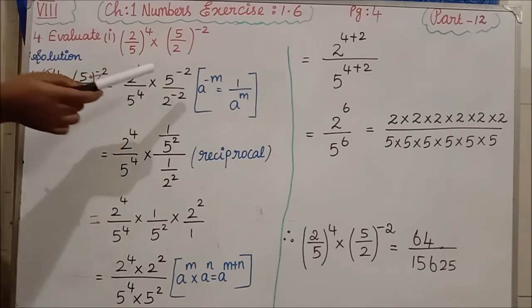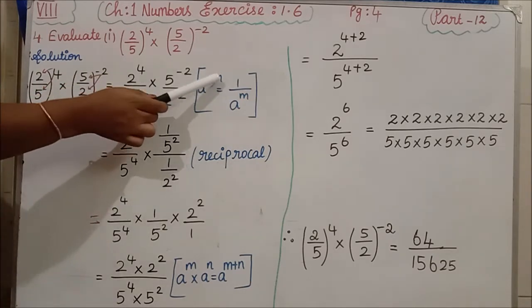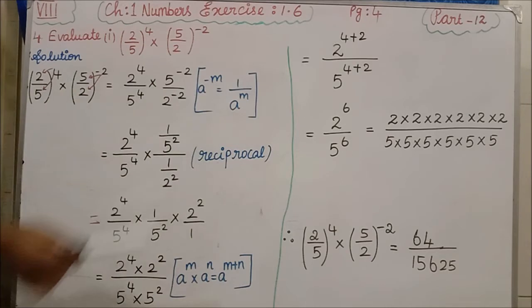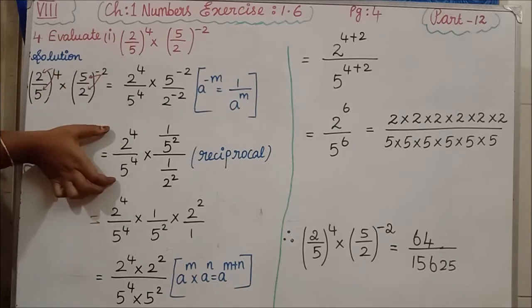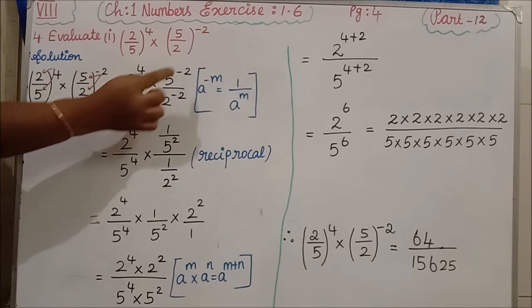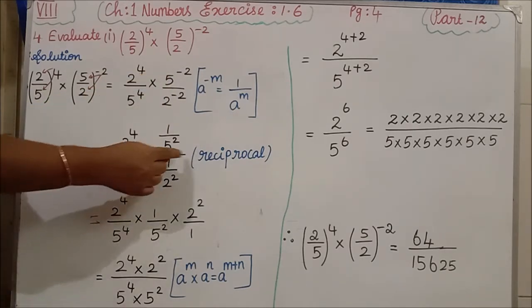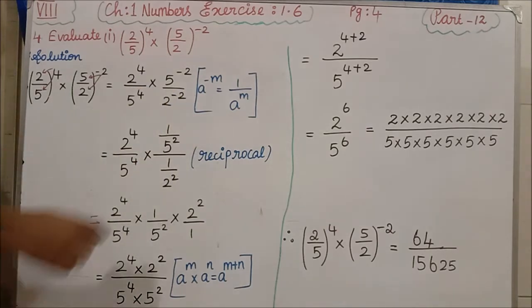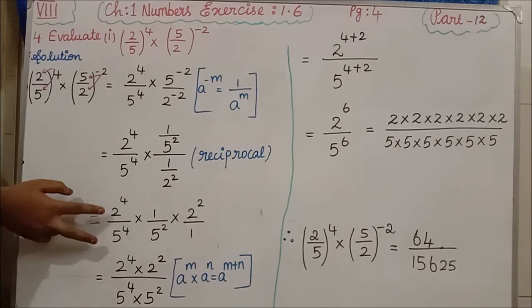What formula? In the power, if we are having negative, how can we write? A power minus m equal to 1 divided by a power m. Okay, so like that we are going to write. Now this part, 2 power 4 divided by 5 power 4, I am writing as such. Into 5 power minus 2 means 1 divided by 5 square, divided by 2 power minus 2 means 1 divided by 2 square. Clear? This part I am writing as such.